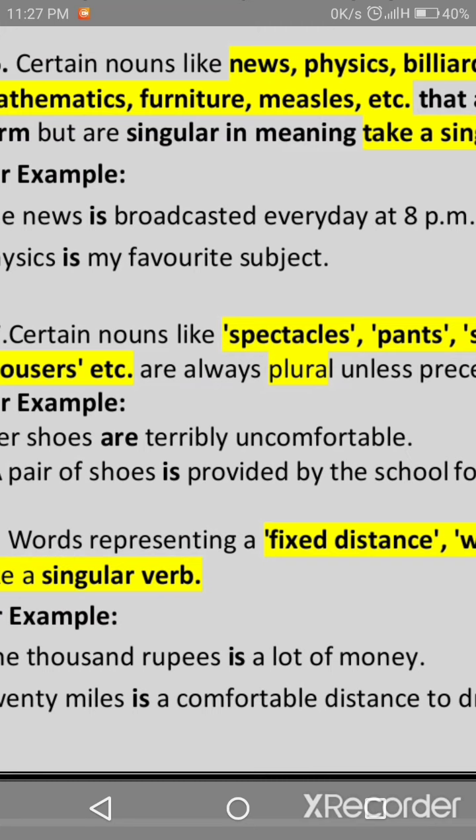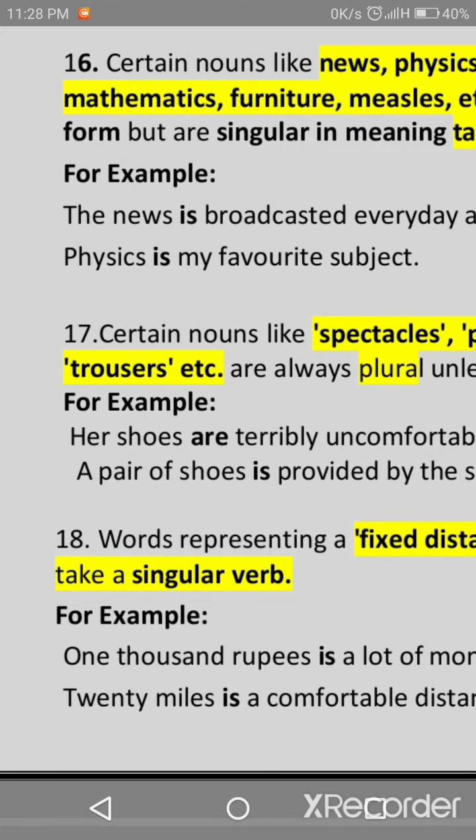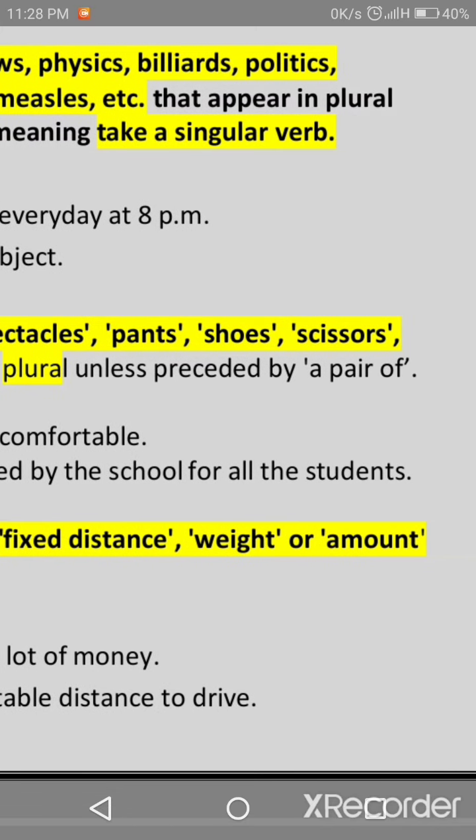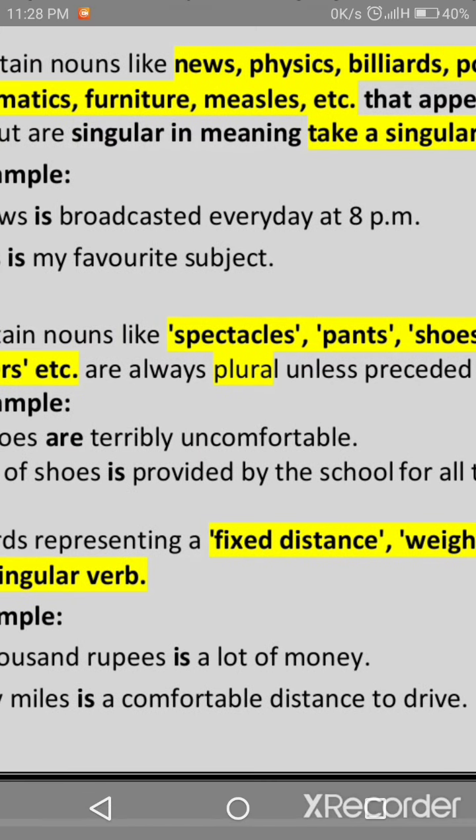Her shoes. We are talking about shoes and children, you all know that shoes are always two. We always buy shoes for both feet, right? We never buy one single shoe, right? So it is always a pair. So her shoes are uncomfortable. A pair, but when we are using a pair, then we will use singular verb. A pair of shoes is provided by the school for the students.